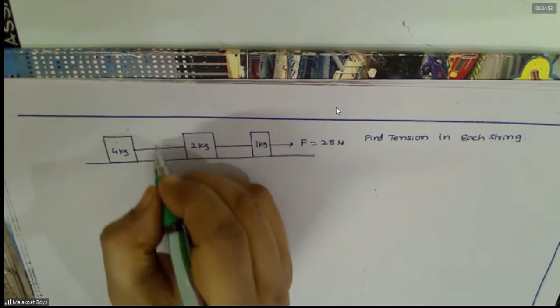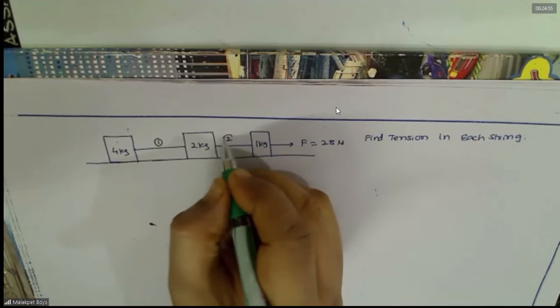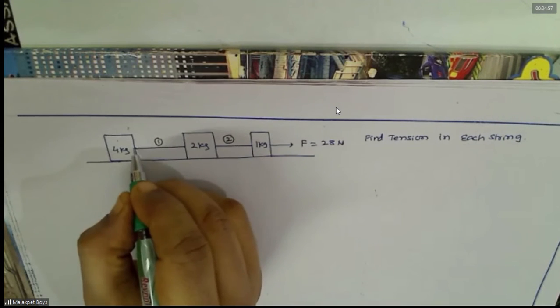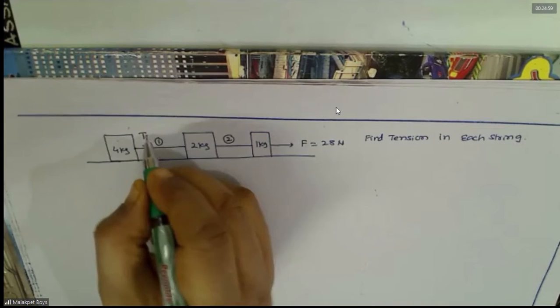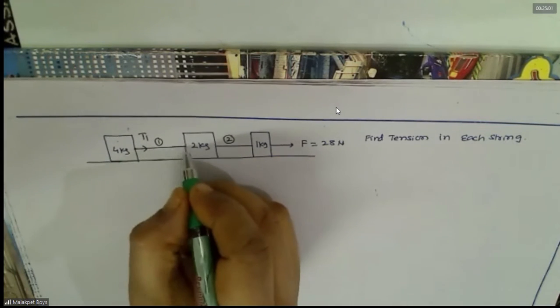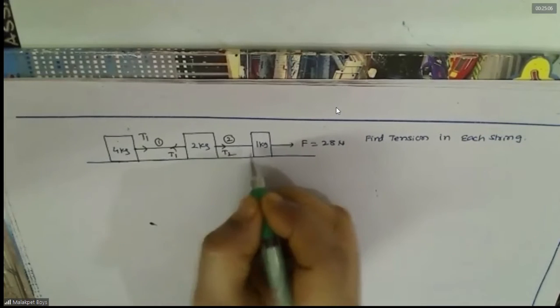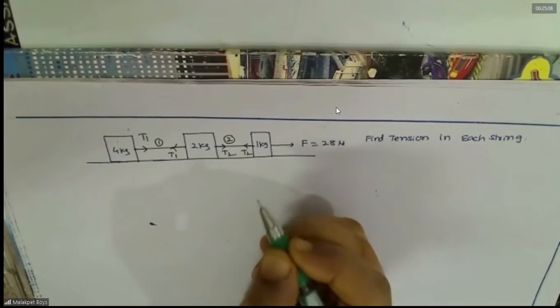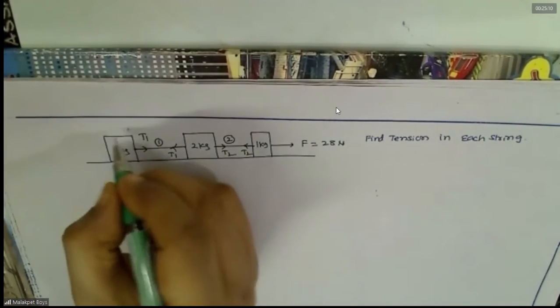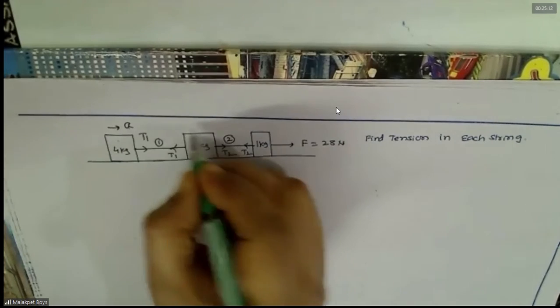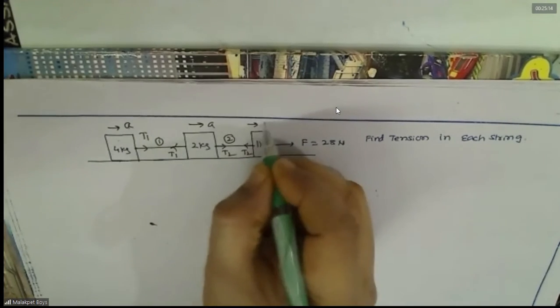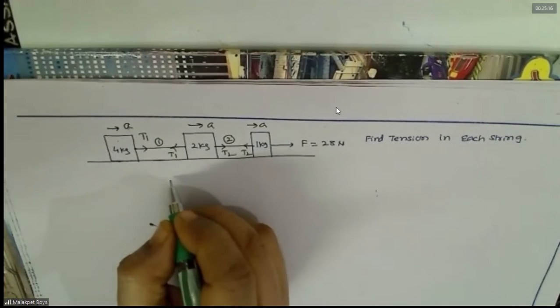So this is string 1, say string 2. There is only one force here. This is T1. This is string T2. This is T2. Do you agree with this? Now all are having the same acceleration. Do you agree? I don't need weight because along X I am showing.